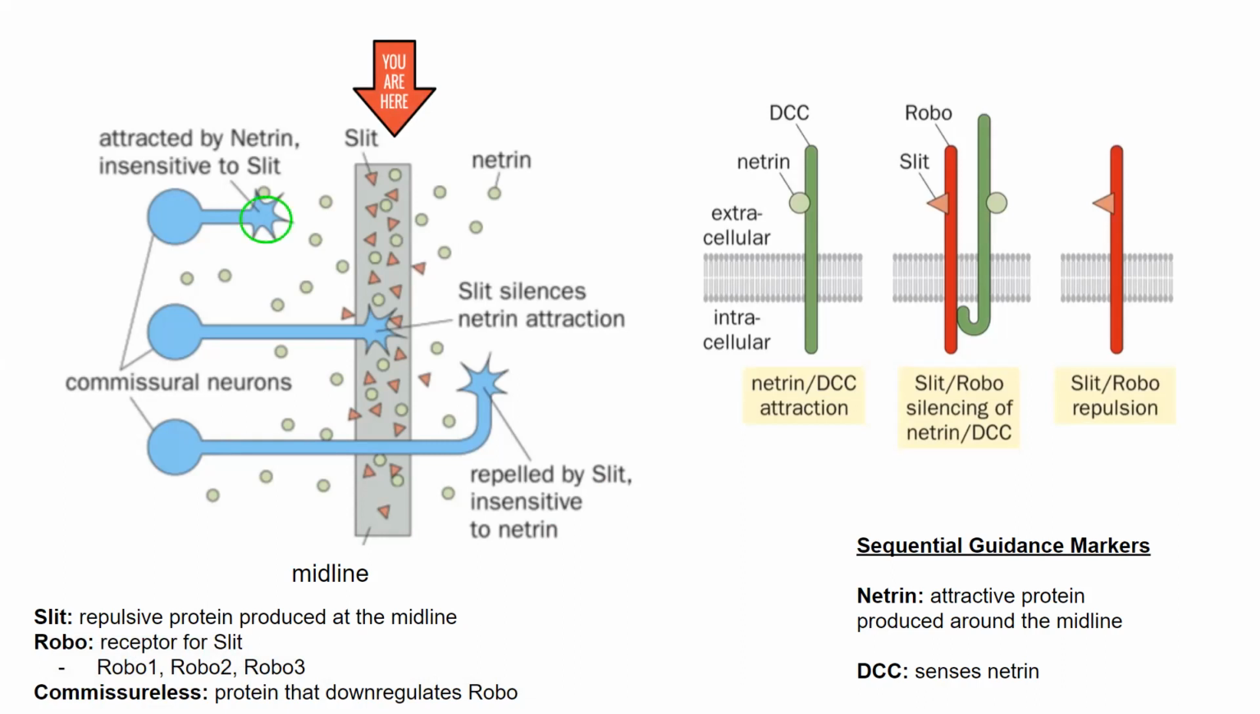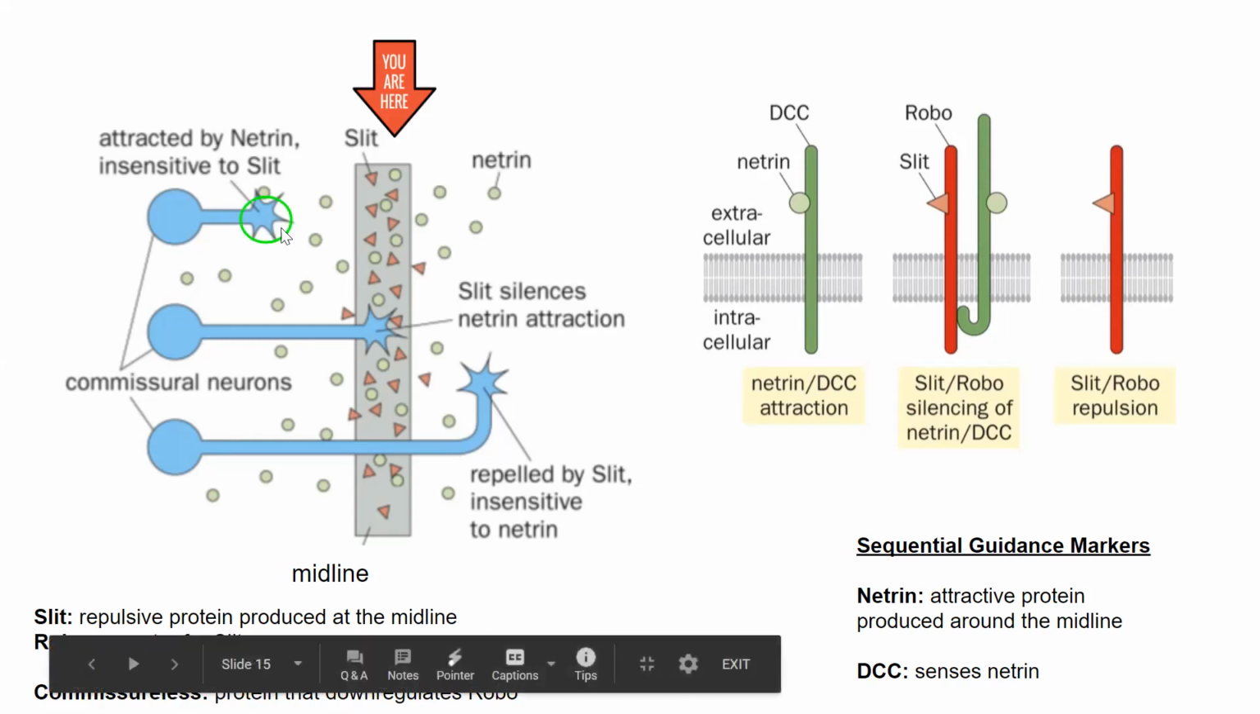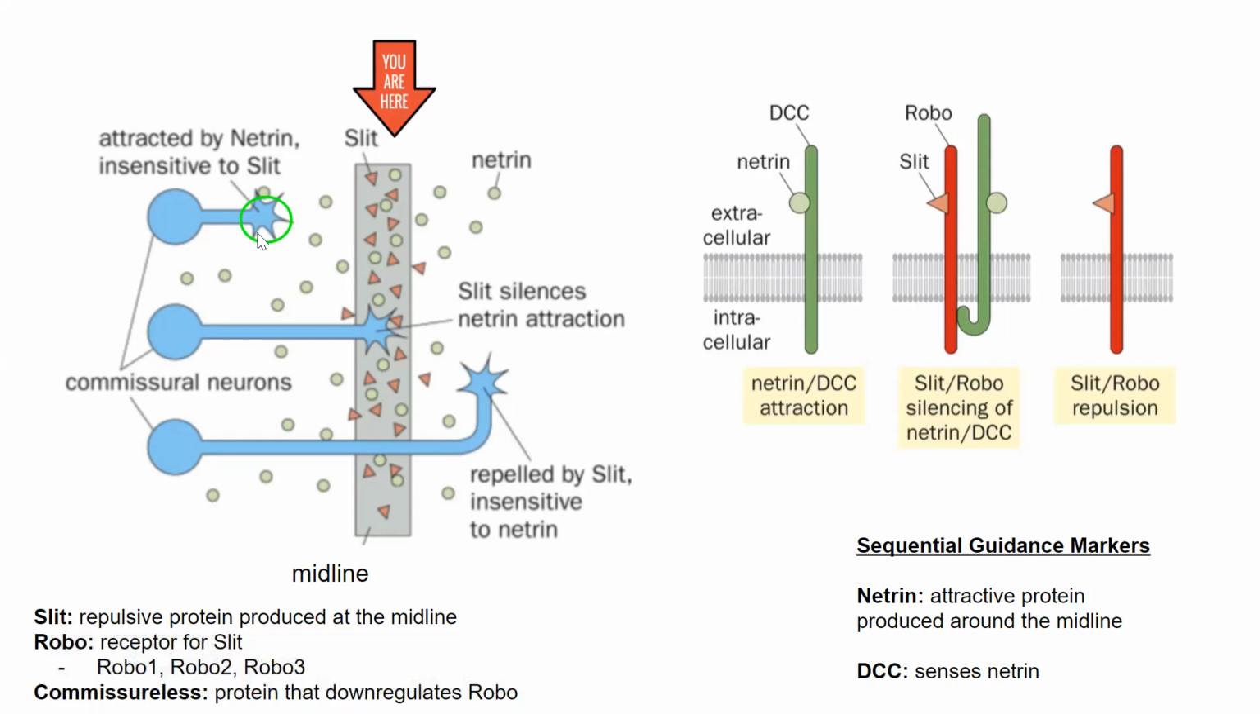So it starts off by, I'm right here. It starts off attracted by netrin, getting closer to the midline, and it's sensing that by the DCC. So this is what's going on right here. Right now, ROBO isn't a thing. It's not sensing SLIT, so it's just slowly trying to get its way to the midline. It's not being repulsed by anything yet.